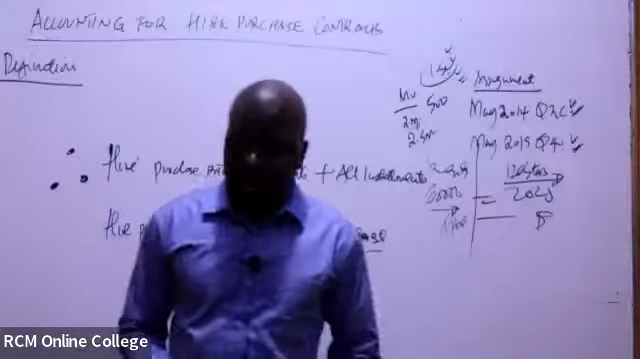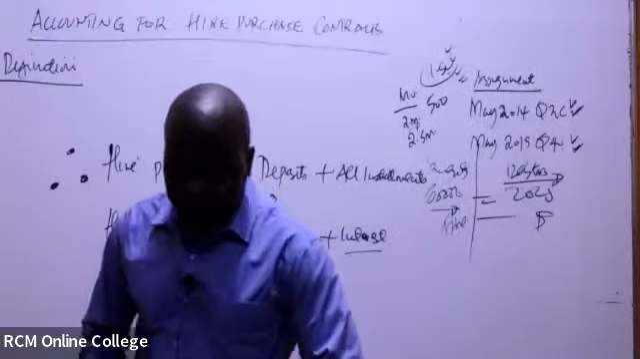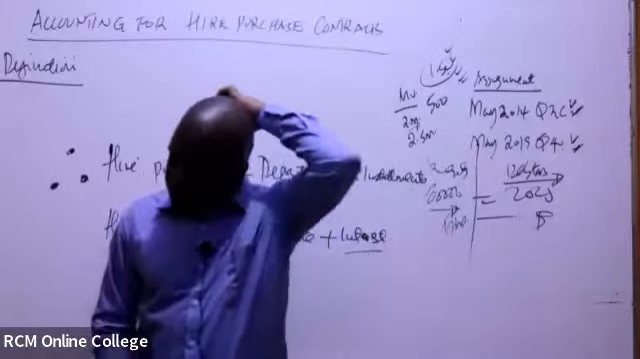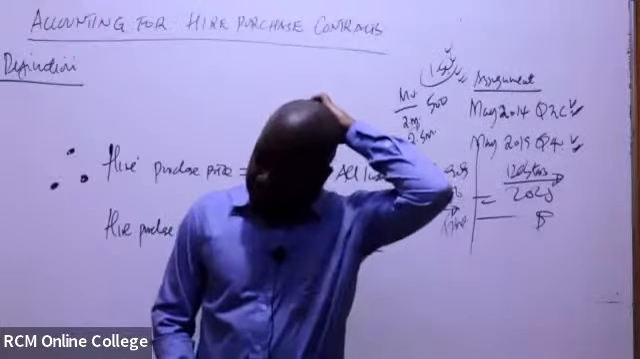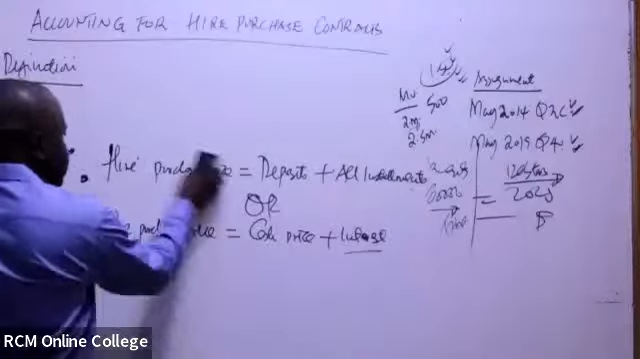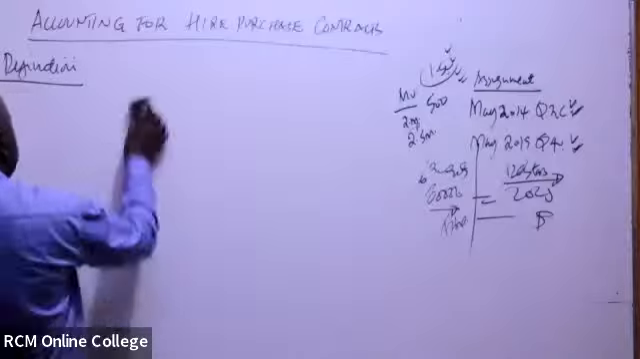Yeah, so I think we can now continue to wind up the class. We should be able to wind up in a few. So you can write a heading: the methods of accounting for hire purchase transactions.